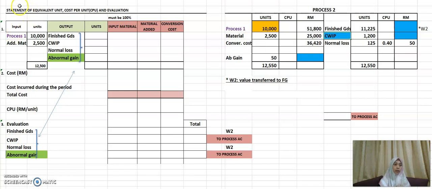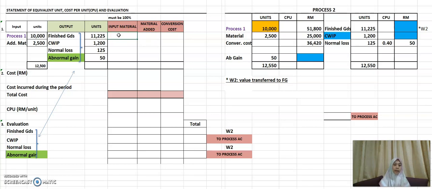As we have done earlier, the first part is the statement of equivalent unit. You have the output, you have the units. The output here is finished goods, closing WIP and normal loss. You just copy the quantity from your account. Then you have your abnormal gain here, so you put in your abnormal gain of 50 and add that one. For your finished goods, it is always 100% complete. So for all these items, they are all 100% complete.